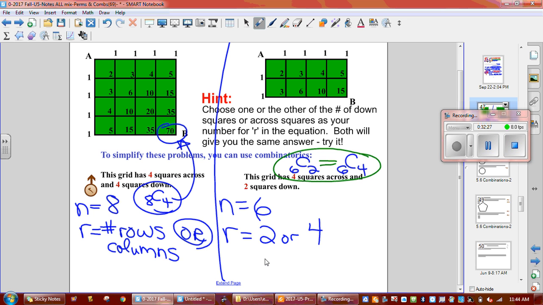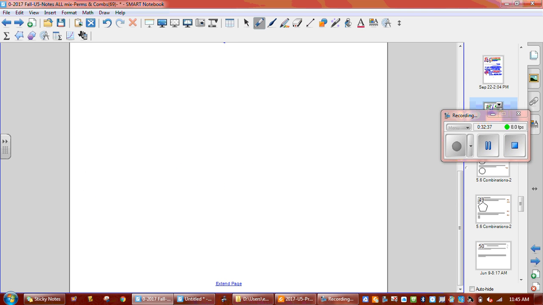So if I've got 7C3, what would be equivalent to 7C3? What would go in the box? 4. Good. All you literally do is take those guys and subtract them. Let's go 7 subtract 3. All you literally do.